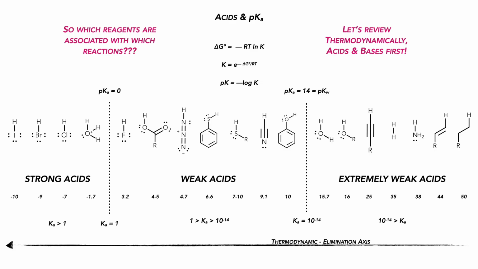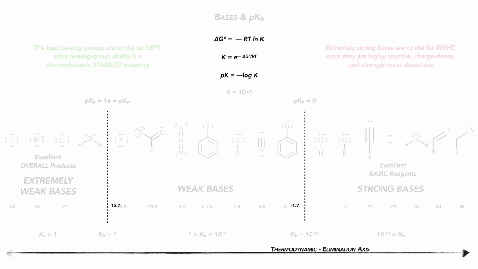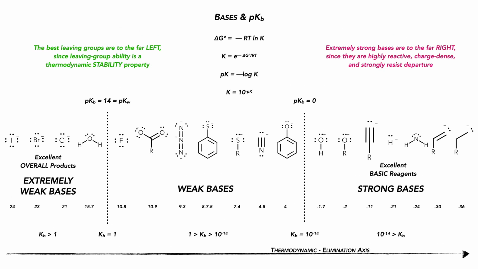So the deeper question underneath this slide is, what does stability look like? Resonance, electronegativity, size, and bond weakness. Once those principles settle in, the placement of every species on this chart becomes quite intuitive. And from that reference point, we now flip the lens. Bases, pKb, and leaving group ability.